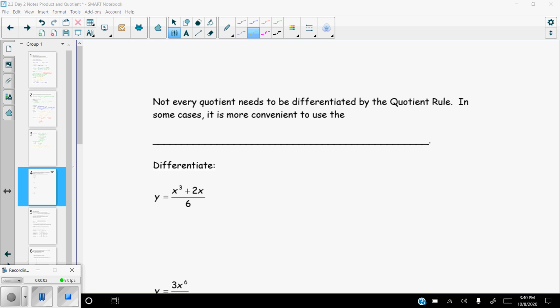Okay, so this is section 2.3, day 2, video 2. So last time we started talking about some of the rules. We started talking about the product and the quotient rule. We already know what the power rule is.